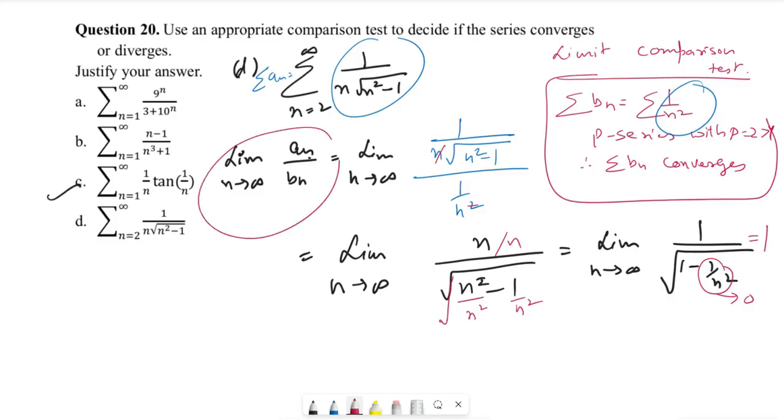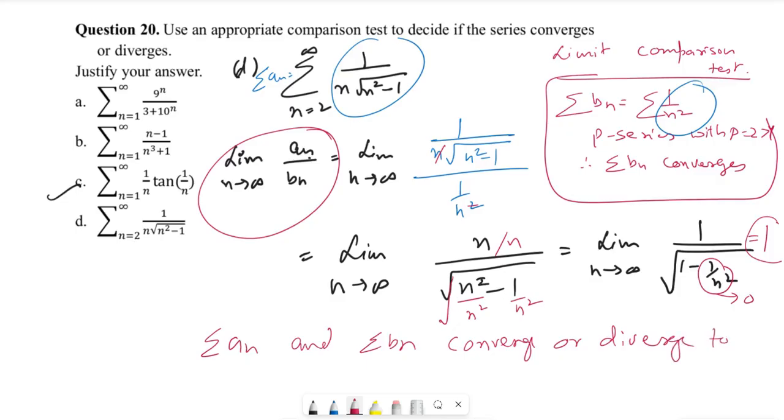Therefore, because the limit of an by bn is coming as 1, sigma an and sigma bn converge or diverge together. Basically, they behave similarly, right? But we already know that bn converges, therefore an also converges. So the final answer is the given series converges.